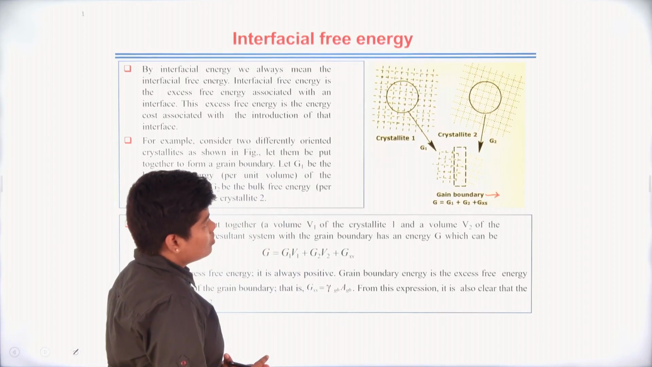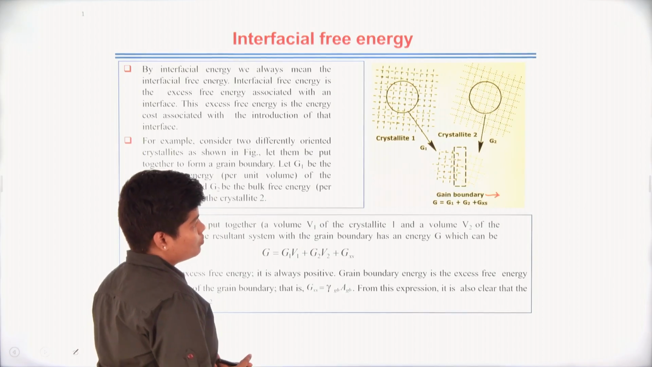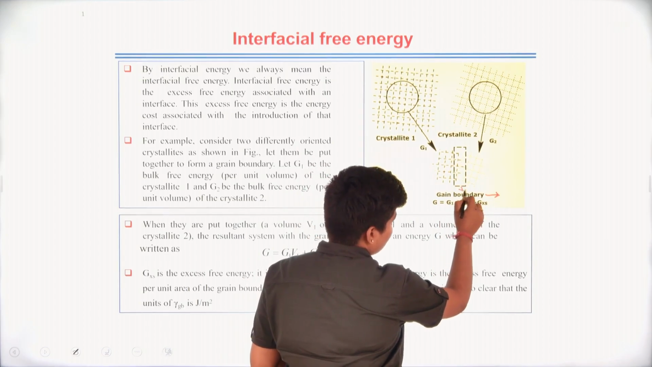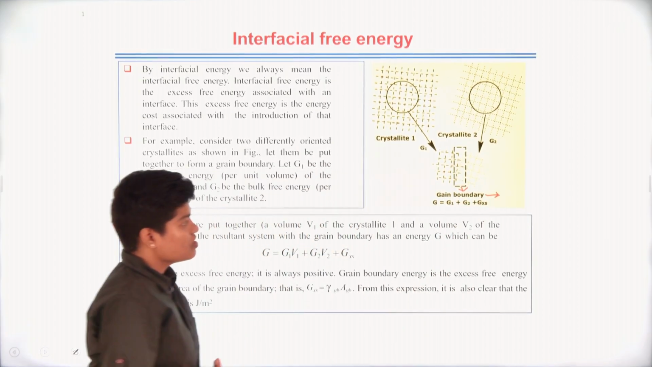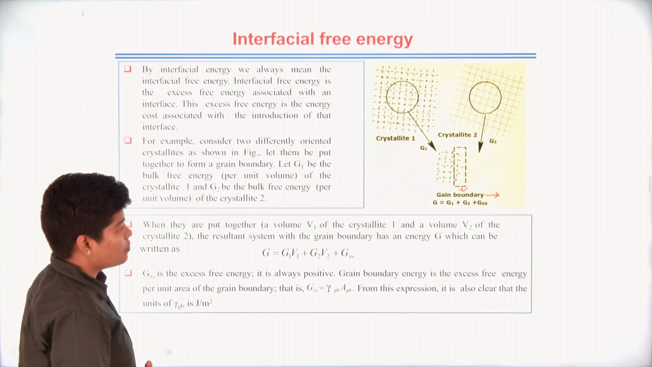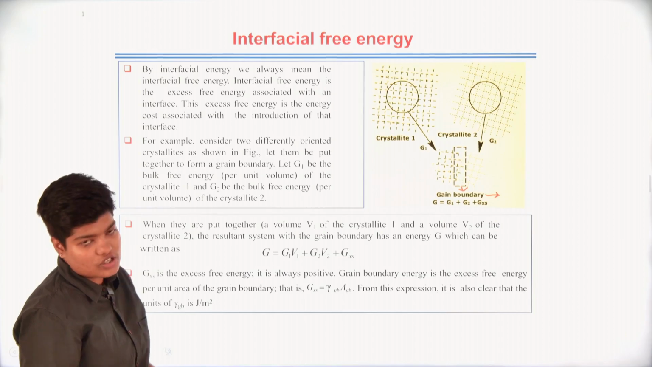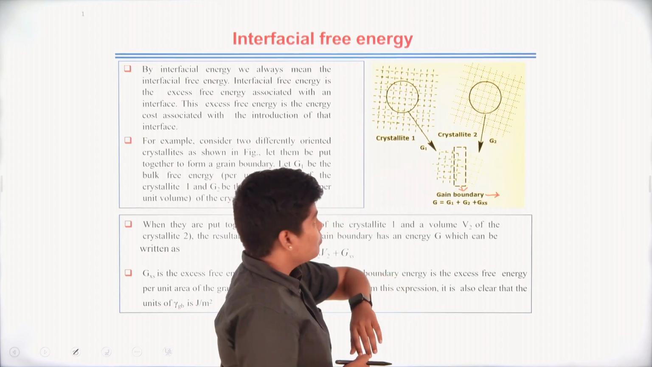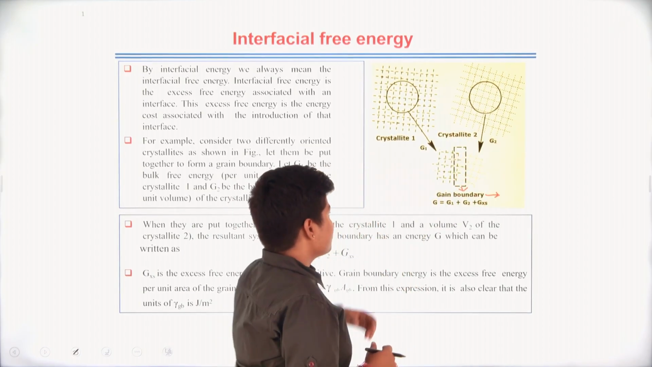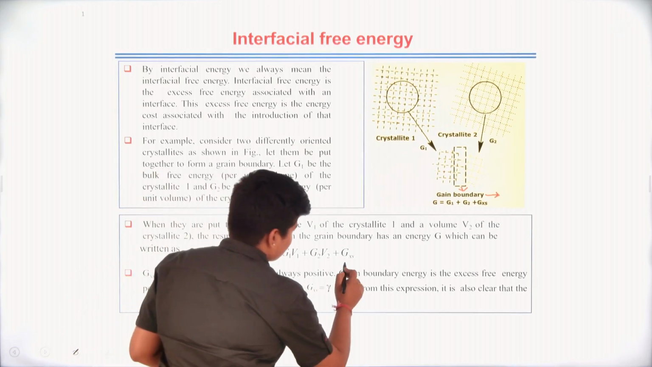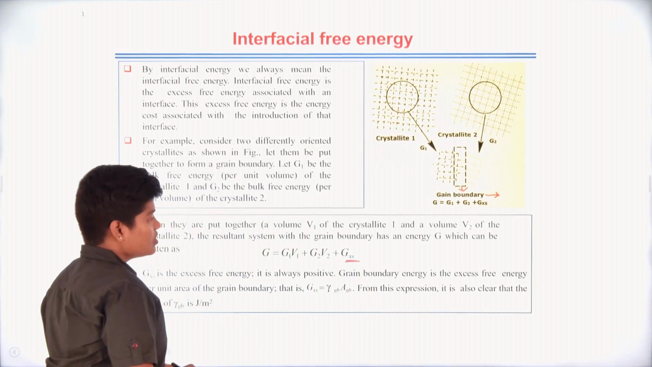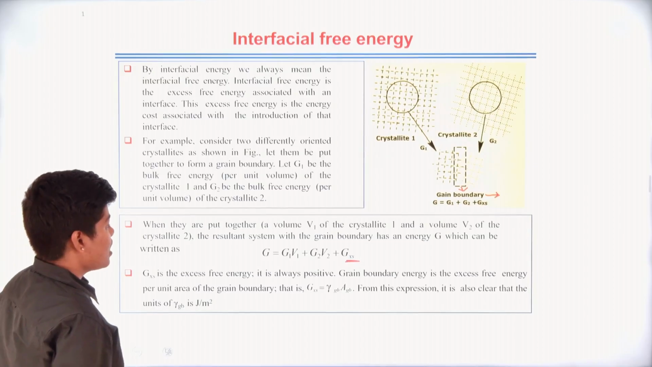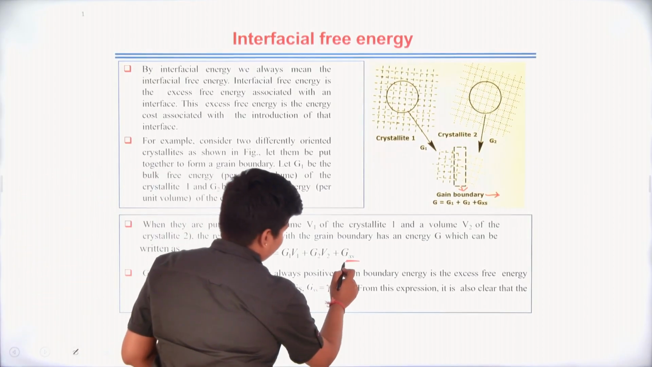So when two differently oriented crystallites are put together, one interface will come, known as the grain boundary, and the free energy of this system is G1 plus G2 plus Gxs. G1 is the bulk free energy of crystallite 1, and G2 is the bulk free energy of crystallite 2. Gxs is the extra, excess interfacial free energy, and it is always positive.